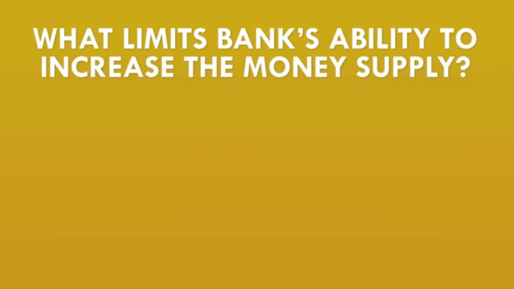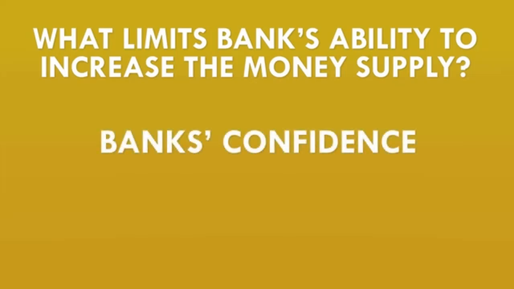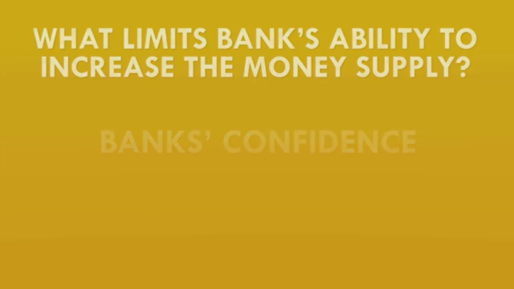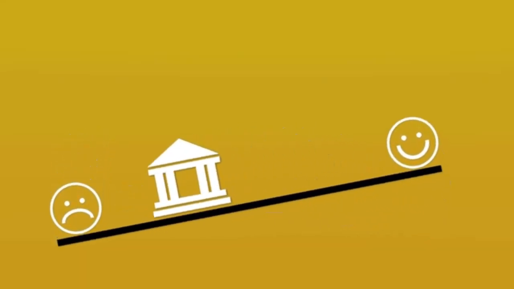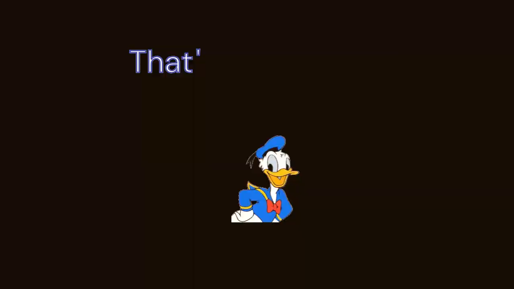All this comes together to imply that the only thing that truly limits the creation of money is the willingness of banks to lend, and their willingness to lend depends on their confidence. In other words, the money supply of the nation depends on the mood swings of banks and the senior bankers that run them. This is surely an insane way to run an economy.